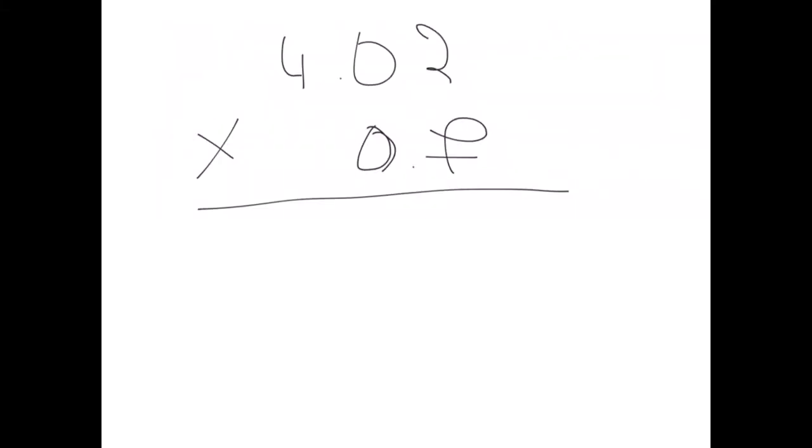Now we're gonna multiply decimals. Our decimal points do not need to be aligned. So let's start. 7 times 2 is 14. Keep the 1. 7 times 0 is 0, and the 1 is 1. 7 times 4 is 28.